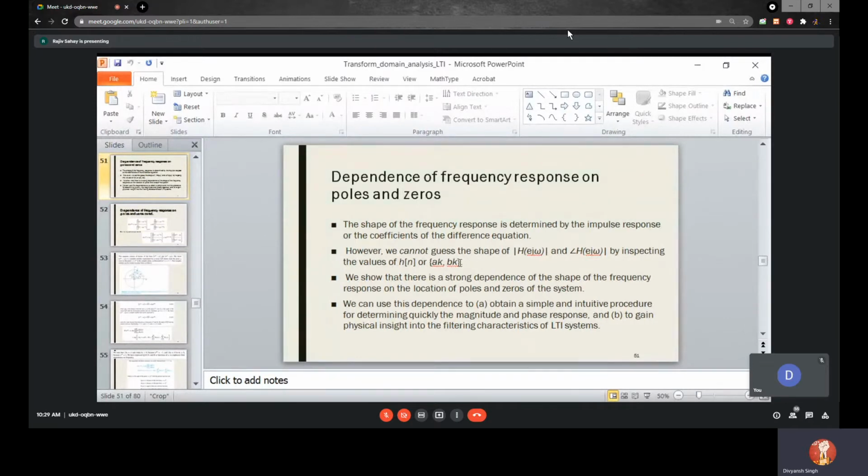And while designing a filter, we need to know the shape. Then only we can design a filter. So for example, if I want to design a low pass filter or high pass filter or a notch filter, I need to know the exact shape of the magnitude response. So there is a dependence between the shape of the frequency response and the location of the poles and zeros. So we'll try to see a geometric and an intuitive procedure for quickly determining the magnitude and phase response and to understand how to build LTI systems.